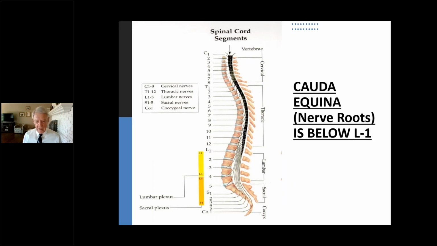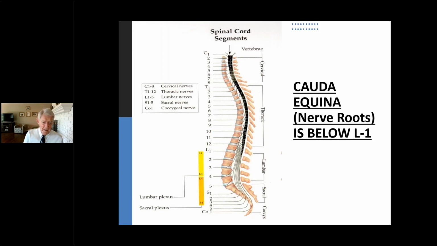Now, I'd like to have everybody carefully focus on this slide. To understand adhesive arachnoiditis means you have to understand this picture. Now, this is a picture from a side view of all of our spinal vertebrae and our spinal cord and what's called our cauda equina nerve roots.